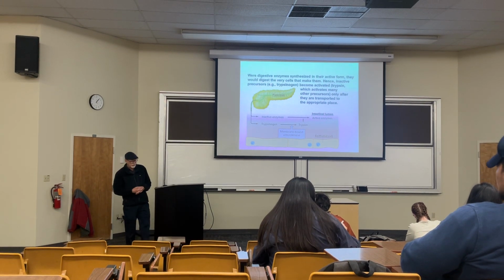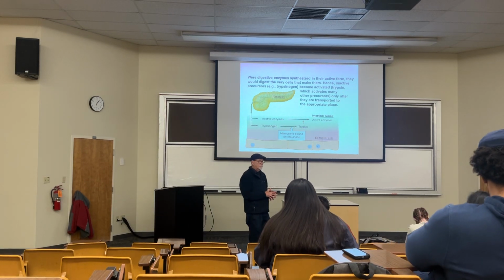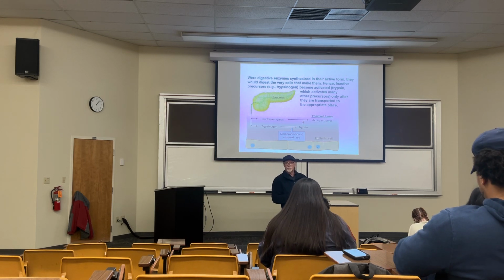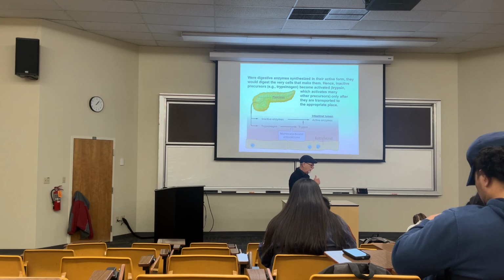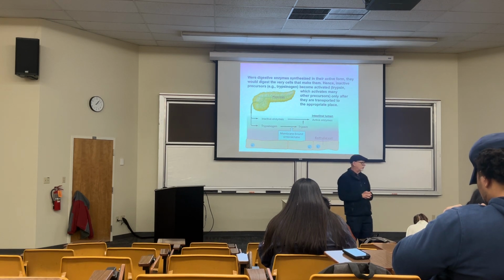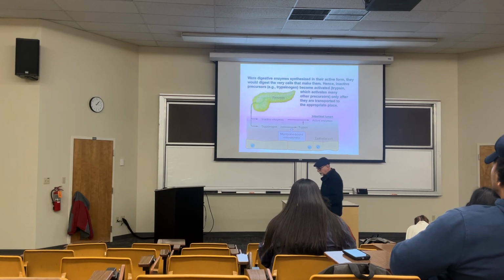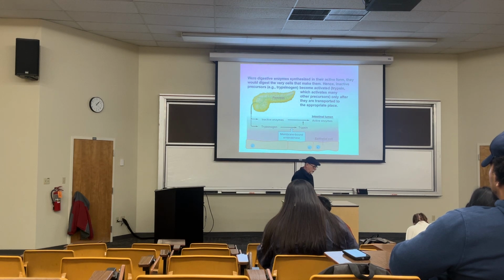exocrine secretion and an endocrine secretion. We really talked about the endocrine portion when we did the endocrine system. We talked about insulin and glucagon and a little bit of somatostatin, but mostly insulin and glucagon, so we won't revisit that. But the exocrine portion is primarily two major components.